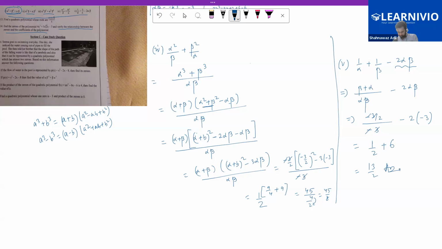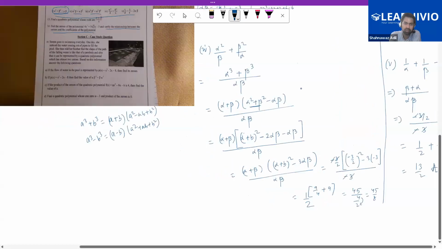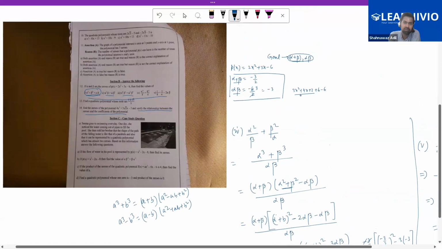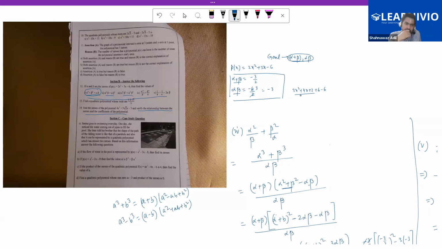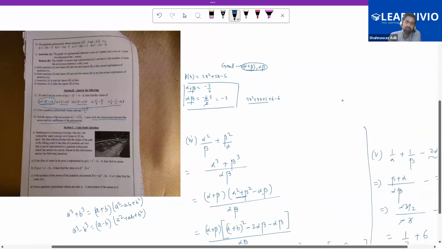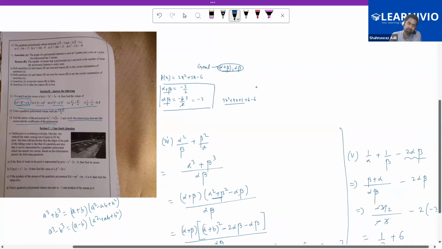Sir, in this question, alpha and beta are the zeros of that equation P of x. Can we do it by splitting the middle term and then getting the value of alpha and beta? Yeah, that you can also do, right? That is the other way to solve that question.